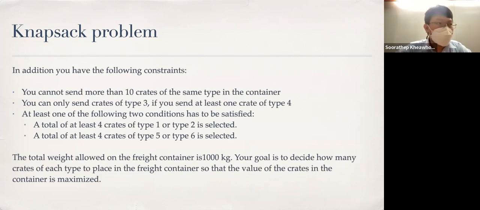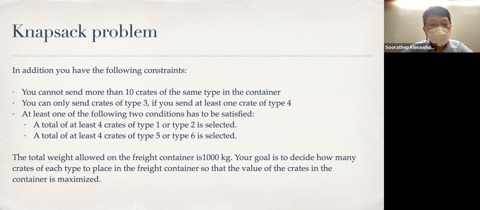So we have conditions. The first condition is you cannot send more than 10 crates of the same type in the container. You cannot send more than 10 crates of type 1. You can only send crates of type 3 if you send at least 1 crate of type 4. You understand the condition, right? If you want to send type 3, you have to send at least 1 of type 4.